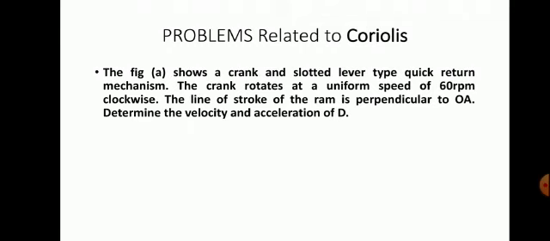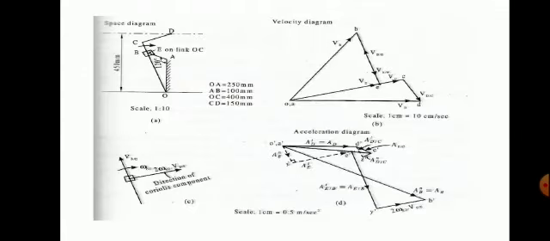The figure shows a crank and slotted lever type quick return motion mechanism. The crank rotates at a uniform speed of 60 rpm clockwise. The line of the stroke of the ram is perpendicular to OA. Determine the velocity and acceleration of D. You see the diagram.